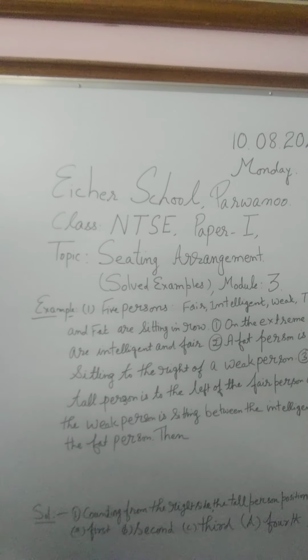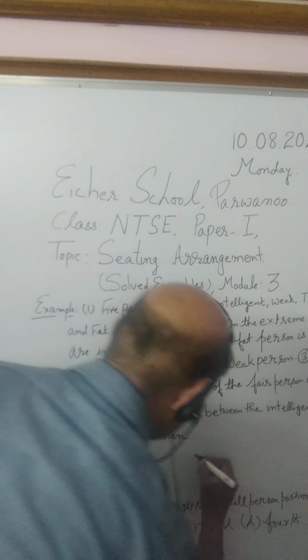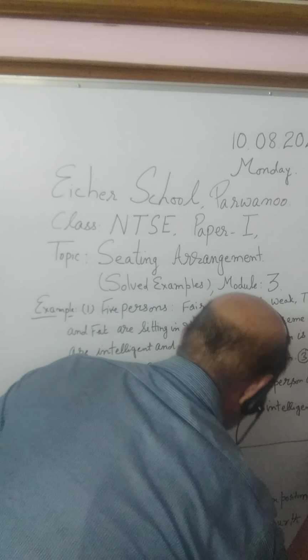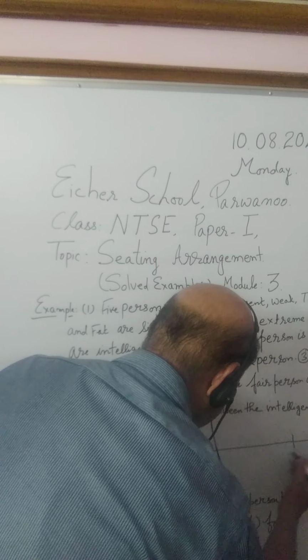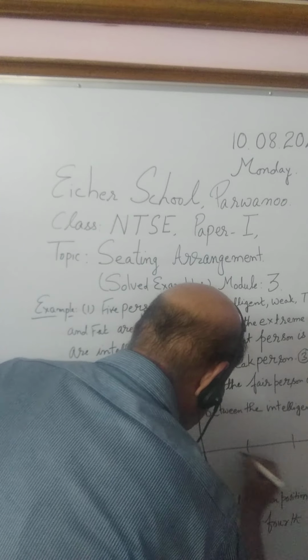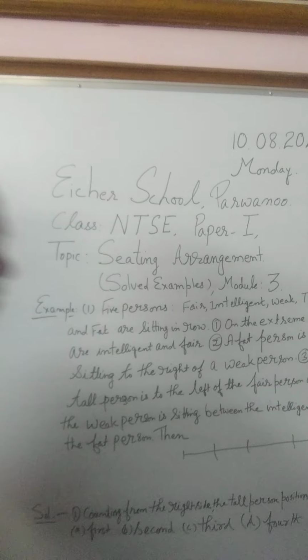Example is that there are 5 persons. Fair, intelligent, weak, tall and fat are sitting in a row. They are sitting in a single line like this. These are 5: 1, 2, in between I have taken third, then fourth, and there is one more, fifth. So I have divided the line into 5 parts.